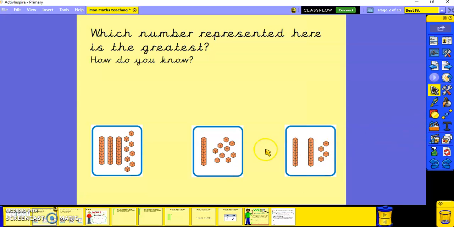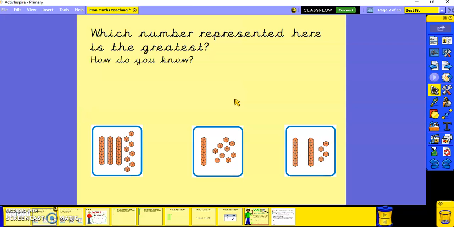So our numbers are 30, so 10, 20, 30, 31, 32, 33, 34, 35, 36, 37, 38. So we've got 38, we've got 10, 11, 12, 13, 14, 15, 16, 17, 18, 19, and 10, 20, 21, 22, 23, 24. So 38, 19, and 24.